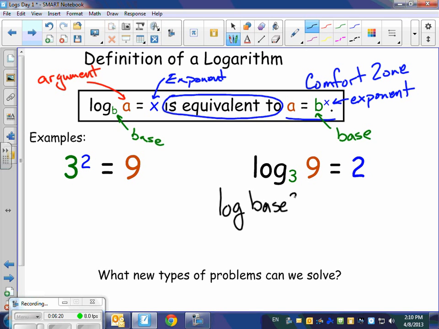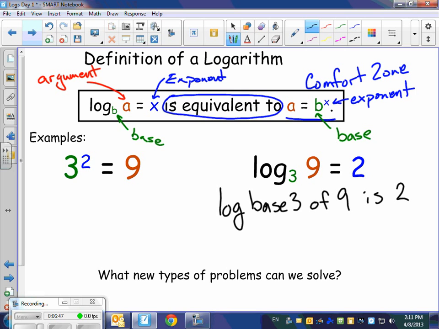The logarithm base 3 of 9 is 2. I'm taking the logarithm of 9 with base 3. We'll develop some more understanding as we go, but I have to specify the base, because the base could be anything I want. If the base was 2, I'd be dealing with powers of 2. If the base was 3, I'd be dealing with powers of 3. The base can be anything.